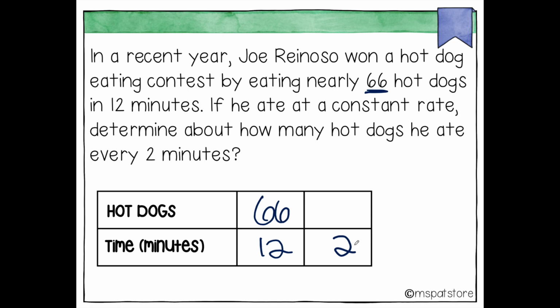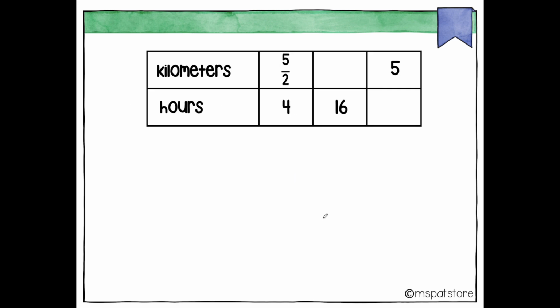Now I need to think about what I can do to move from 12 to 2. Do I multiply or divide? Yes, I need to divide. If I divide 12 by 6, I will get 2. So I'm going to do the same thing over here: divided by 6. All right, so 66 divided by 6 is 11. So now I know that if he ate at a constant rate, he will eat 11 hot dogs every 2 minutes. Isn't that crazy?